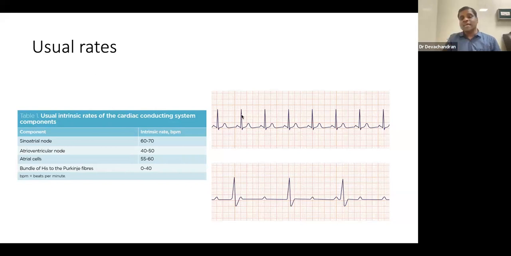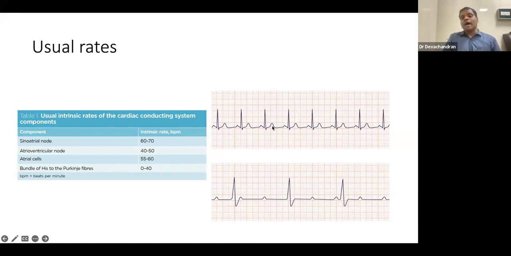If AV node fails, then bundle of His or Purkinje fibers take over and they beat at a much slower rate. So on the right side, you have two examples. The top example, you have P, QRS, and T. The rate is about 75. You have P before every QRS. So this is sinoatrial node origin of the impulse.